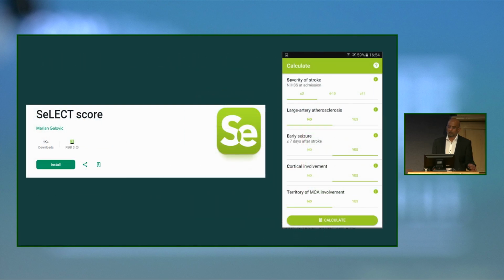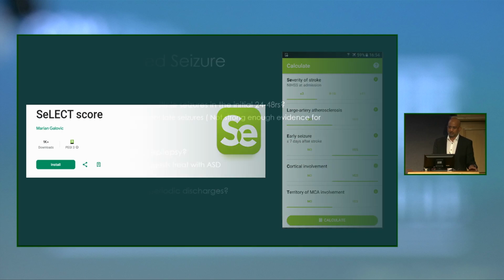And a useful tool is the SELECT score tool. It's on the App Store, whether it's on Play or Apple, and it's simple. It's just a 5-point yes/no click of a button, and you can calculate the person's 1-year, 2-year, 5-year risk. It's a little bar that you can move, looking at whether it's a 1-year risk, 2-year risk, 5-year risk, and you can have that discussion with the patient.